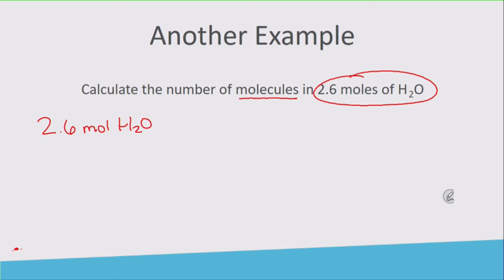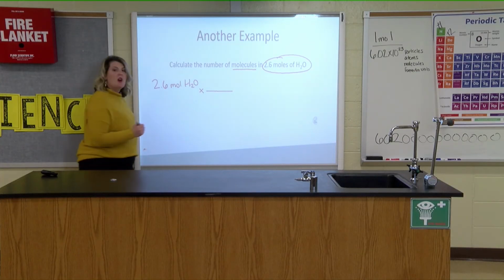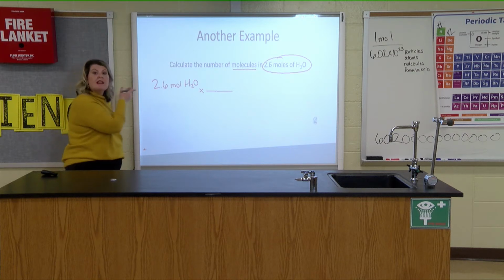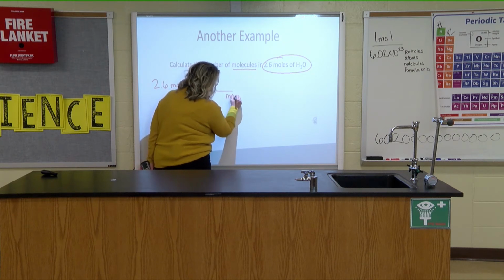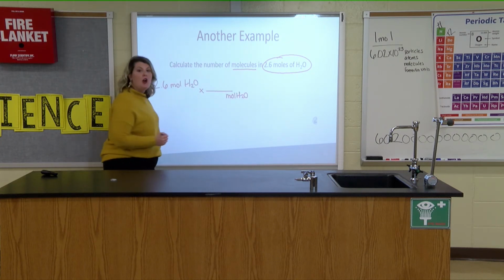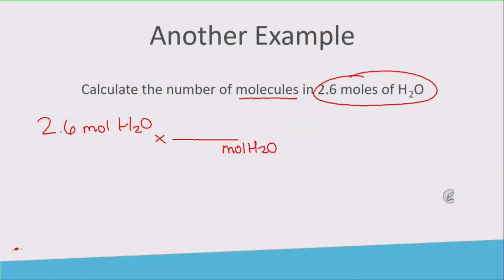What was the next step? The next step, we're going to get faster and faster, is draw an X and a line. What was the next step? Take the unit that you want to cancel and put it on the bottom. So on the bottom, I'm going to put moles of H2O. Now I have to figure out what I'm going to put on the top. I want to get to molecules. Can you put moles and molecules together? Yes. It's right over here in this conversion. I can put moles with 1, and I can put molecules on the other side with 6.02 times 10 to the 23rd. So on the top, I'm going to put molecules of H2O.